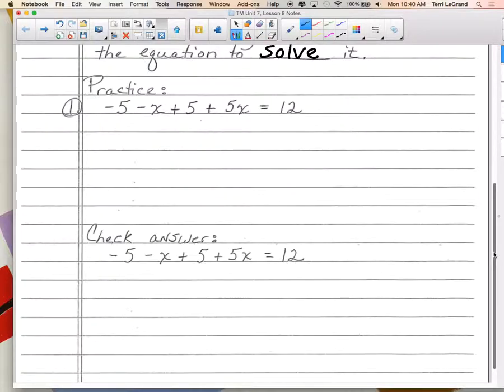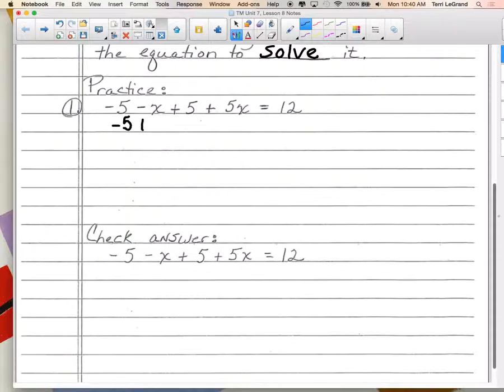Okay, let's get started here. We have negative 5, subtract x, add 5, add 5x, and all that is supposed to be equal to 12. And the goal is to eventually solve this for x, the variable in it, the unknown. So what was our first step? Add the opposite. How many subtractions are going on on the left side of the equation? How many subtractions are there? Caden? Just one. This is a negative 5, so it's going to stay a negative 5.